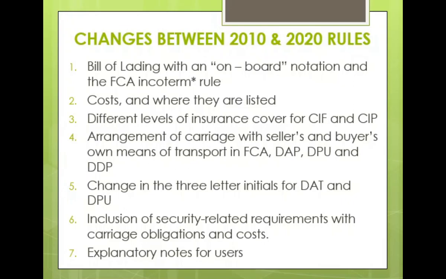3. Different levels of insurance cover for CIF and CIP. It was quite contentious what had to be done, but in 2020 rules, it has been clarified what the seller should do. If the buyer wants the seller to have a higher cover, then it has to be agreed. Otherwise, the status quo is specified in 2020.